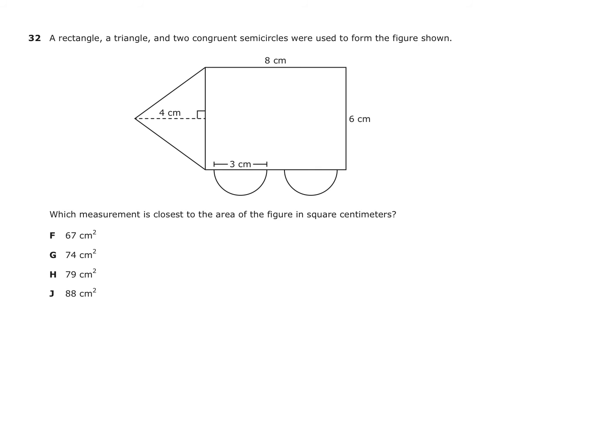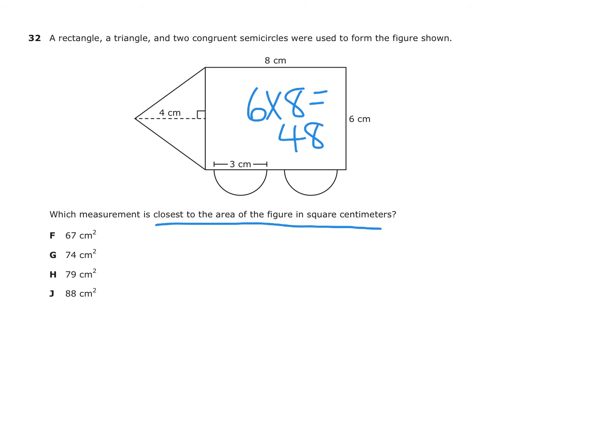Number 32, a rectangle, a triangle, and two congruent semicircles were used to form the figure shown. So your rectangle is 6 by 8. So we want to know the closest to the area of the figure in square centimeters. So the area of the rectangle is 6 times 8. So that's going to be 48 square centimeters.